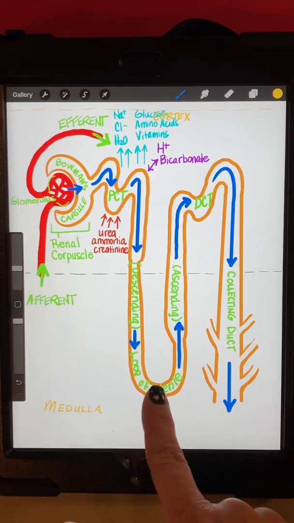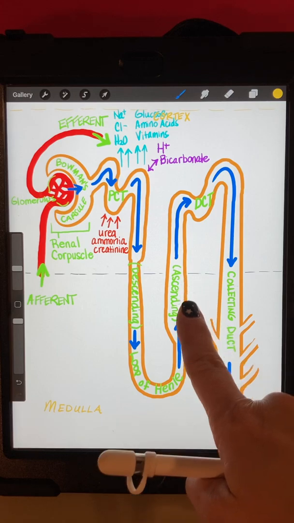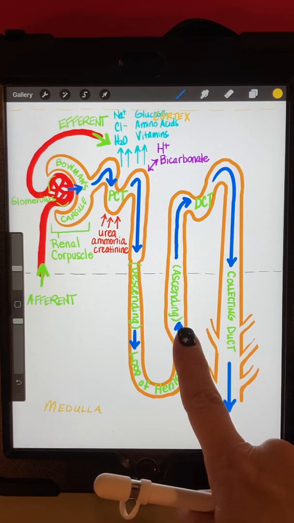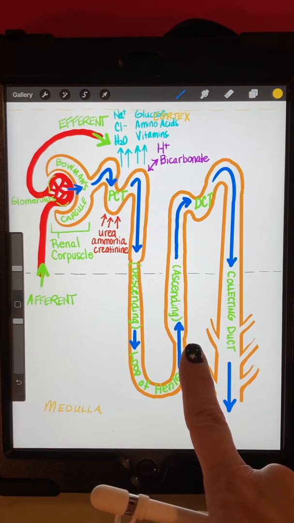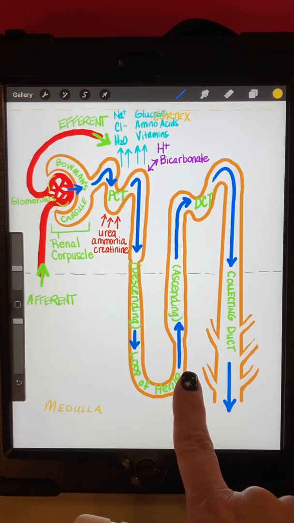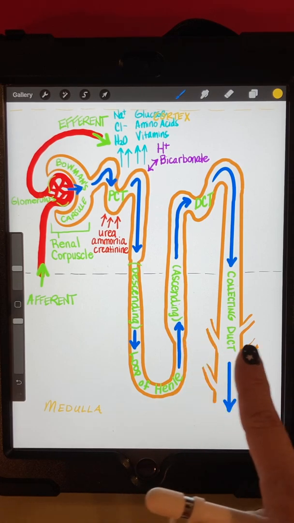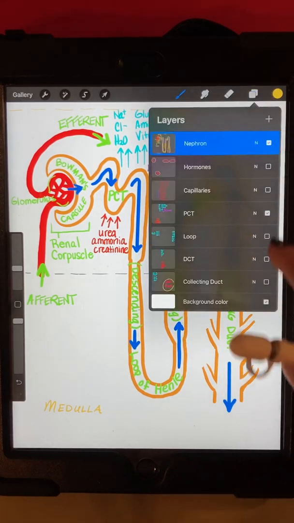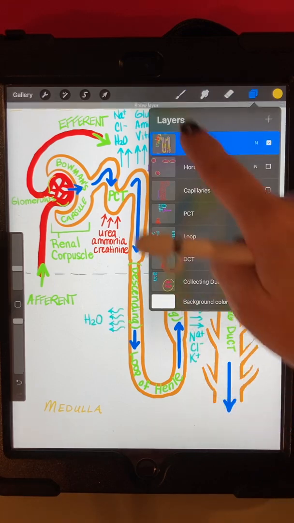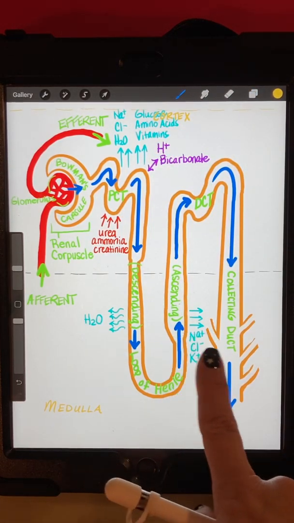Then the forming urine is going to come up the ascending loop of Henle, and now the cellular structure is impermeable to water. So reabsorption of sodium, chloride, and potassium are going to occur here.